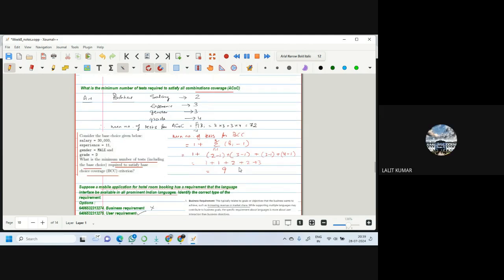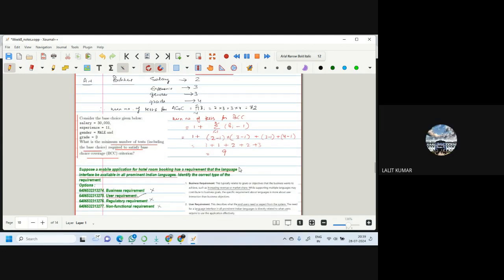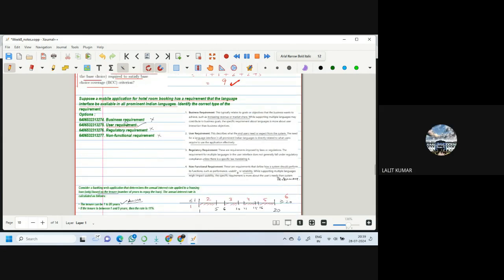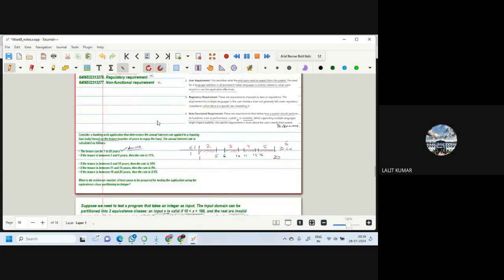They have given a single base choice. Okay, clear, applied. This is a normal business requirement, user requirement question.